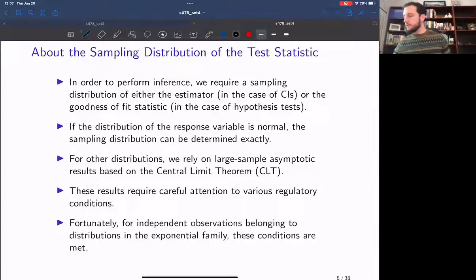All right. So in the situations where the response variable is not normally distributed, we can use asymptotic results like the central limit theorem, for example, which says that as you collect more observations, the distribution of the sample mean is going to converge to a normal distribution. In these situations, though, the results of these large-sample asymptotic properties require various regularity conditions be met. But fortunately for GLMs, where we are using a response variable that comes from the exponential family, these properties are met. So we can rely on these large-sample results.